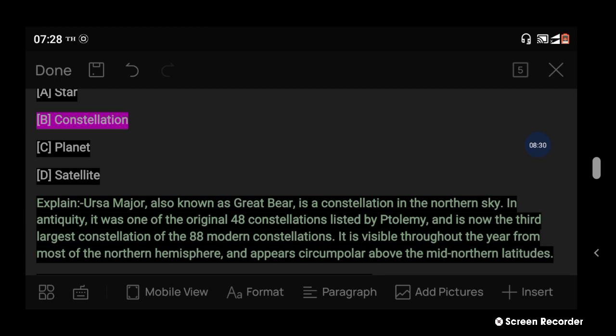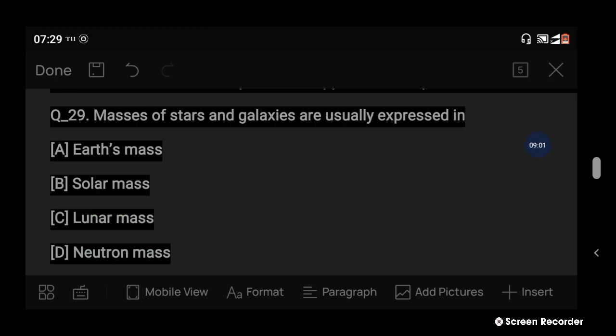Ursa Major, also known as the Great Bear, is a constellation in the northern sky. In antiquity it was one of the original 48 constellations listed by Ptolemy, and it is now the third largest of the 88 modern constellations. It is visible throughout the year from most of the northern hemisphere and appears circumpolar above the mid northern latitudes. Next question.